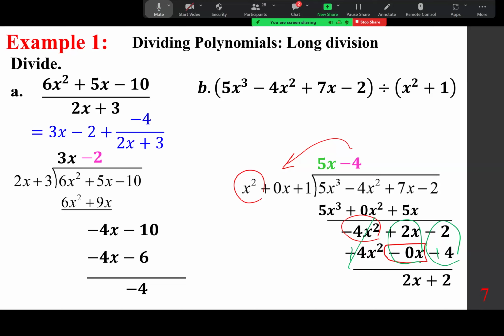Now, how do you know you have to stop? The degree of the divisor is 2. The degree of the remainder is 1. If the degree is less, you're done. So the answer is 5x minus 4 plus the remainder, 2x plus 2, over the divisor, x squared plus 1, and you're done. Long division.